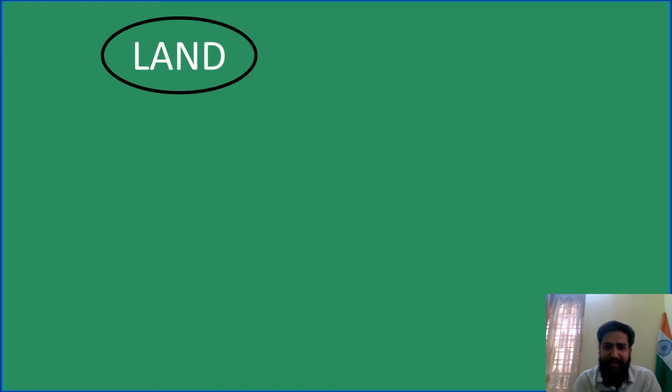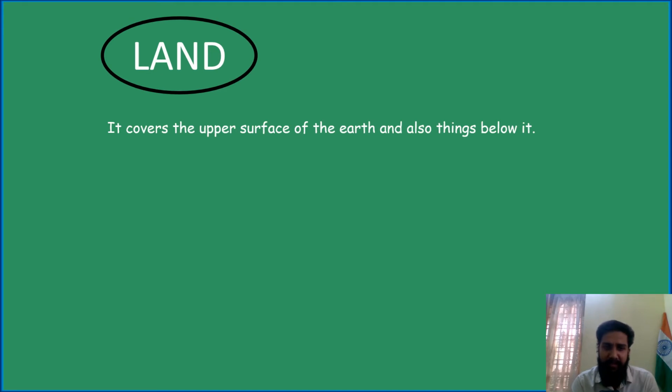We know land is an immovable property. So what does the law define as land? The law defines land as covering the upper surface of the earth and also the things below it. So whatever you see is not only land; whatever is underneath, which maybe you cannot see, is also termed as land.